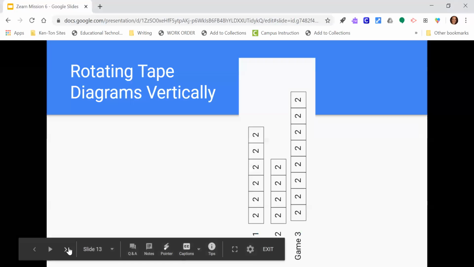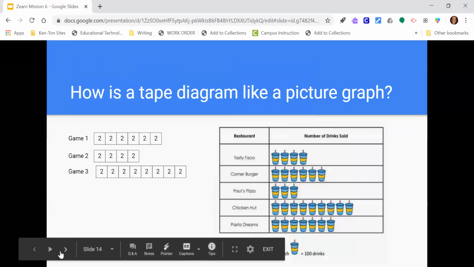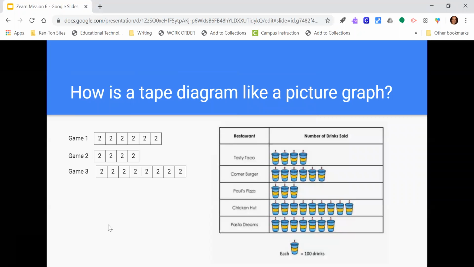Very interesting. It looks like another kind of graph. Doesn't it look like a bar graph? We're going to wrap up with a question. How is a regular tape diagram like a picture graph?